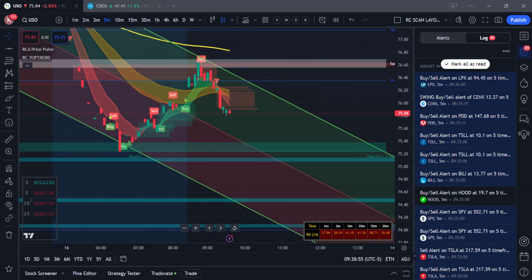Around $1.7. 77 put for August 21st. So USO 77 put for August 21st at 1.7, 1.72. So if it goes all the way here, we may easily make some 30-40% gains.